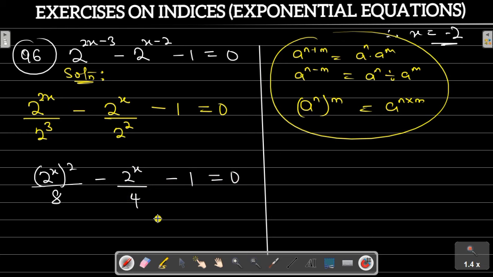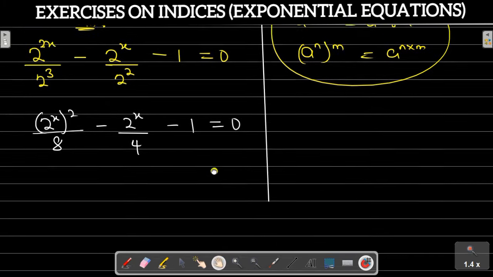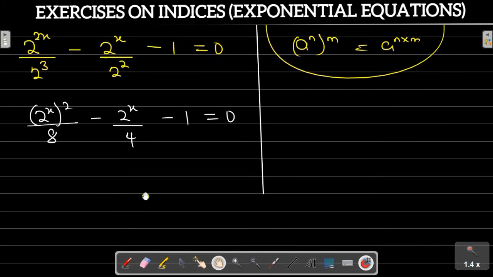Now you remember that in other cases we've just been having only one denominator, but in this case you have a fraction with 2 denominators. So what do you do? Or 2 fractions with different denominators. So you are going to multiply through by the LCM of the 2 denominators, and the LCM of 8 and 4 is simply 8.